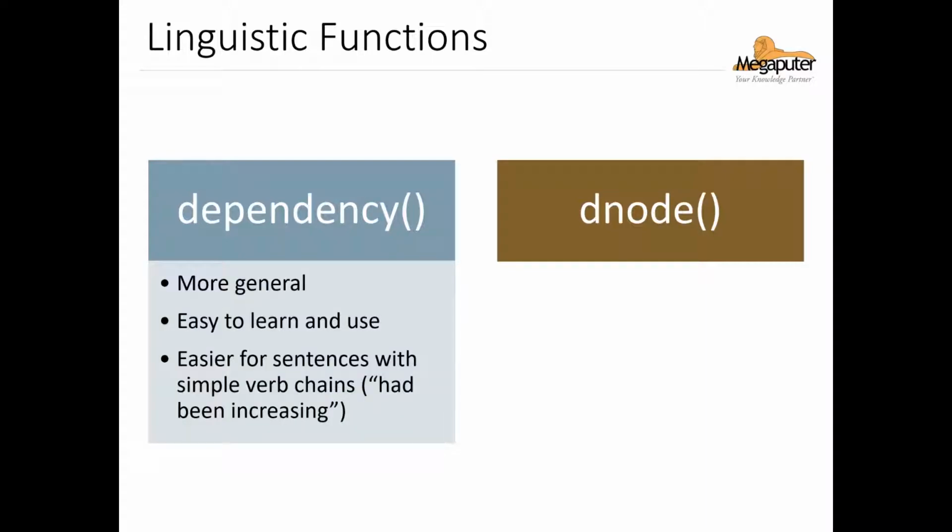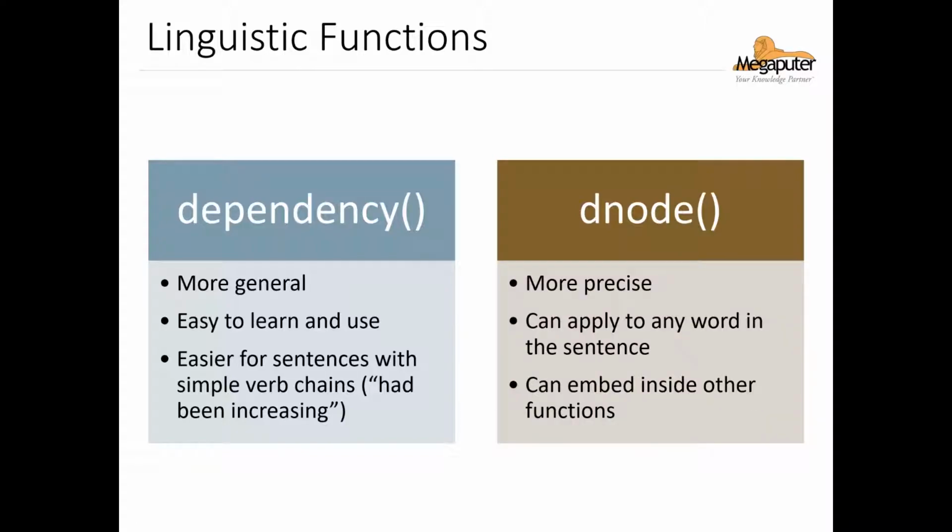The dependency is going to be more general. It's not using the most advanced parsing. Actually, it's using the approximated version that we saw at the bottom. But it's easier to learn, it's easier to use, and it can also be a little bit more accurate for very simple sentences, especially if we're not using proper grammar in that text.